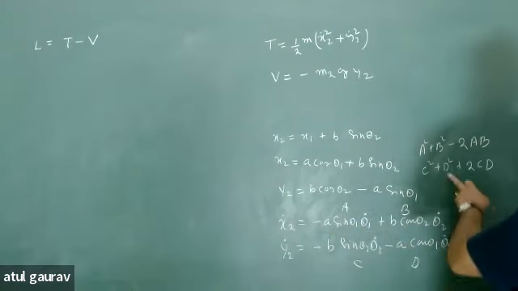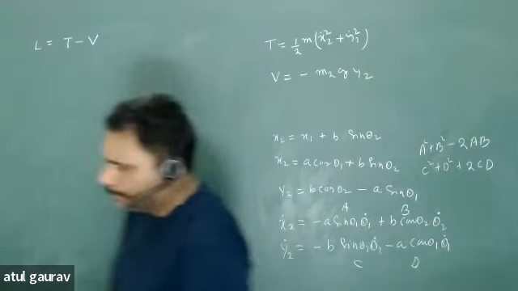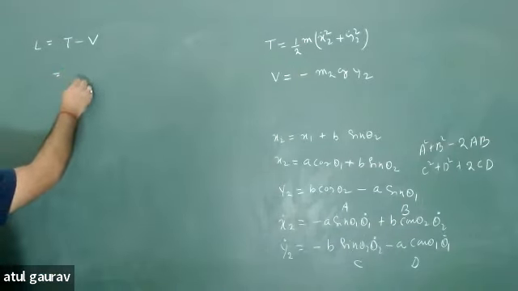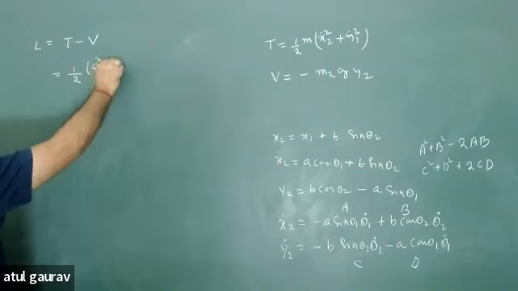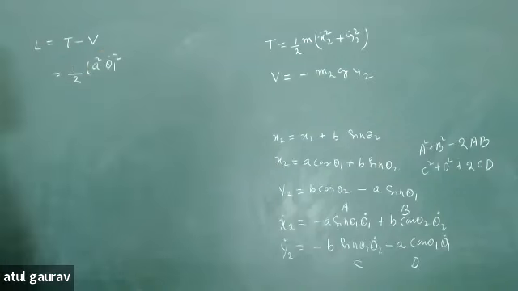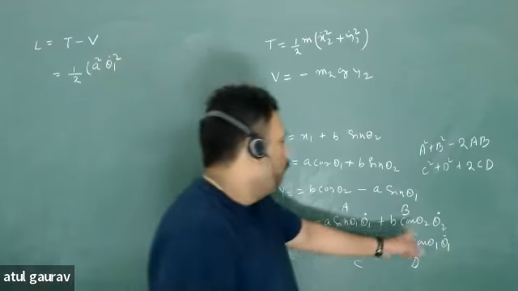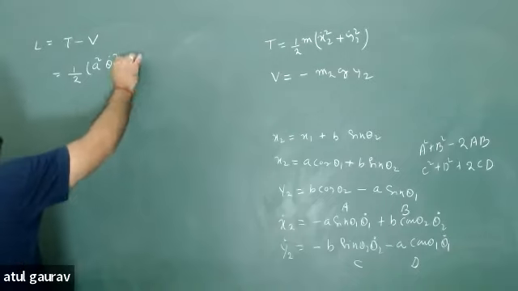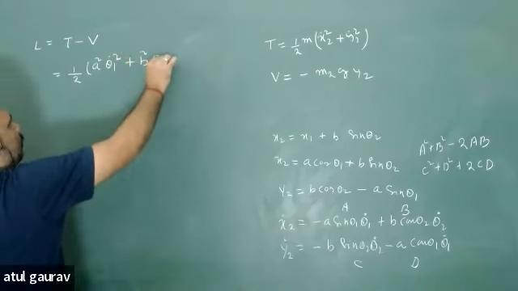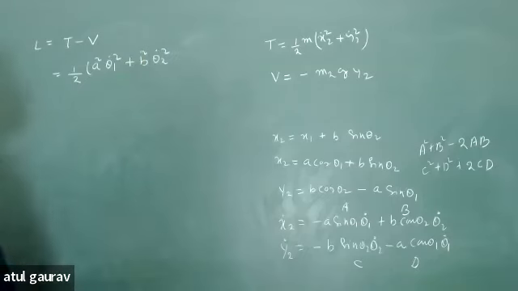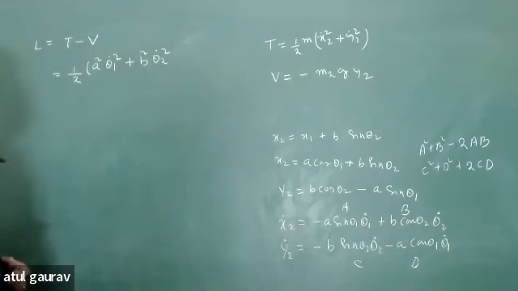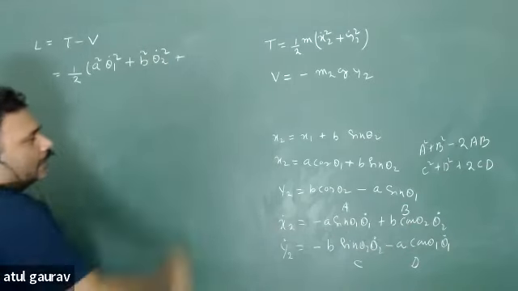So A square plus D square. What will happen? Tell me quickly. A square will be common and sin square plus cos square will be 1. So A square theta 1 dot square. Very good. Now B square plus C square gives B square theta 2 dot square. Very good. Now you have the cross terms, 2CD minus 2AB. So what will come out of 2CD and what will come out of 2AB?